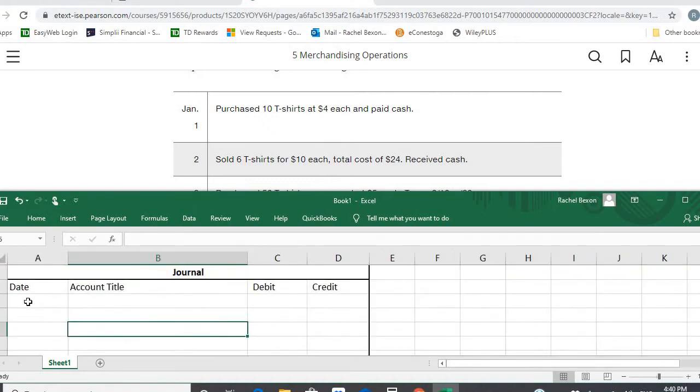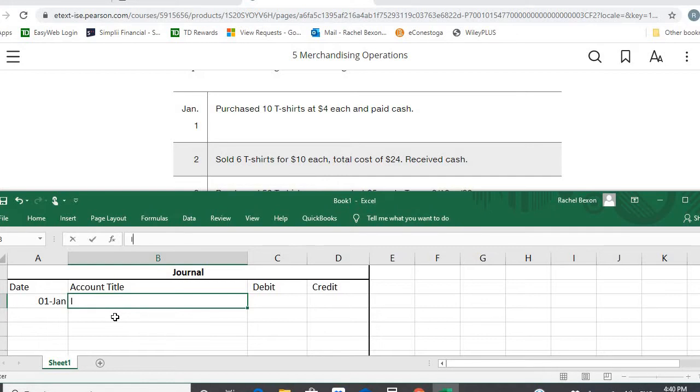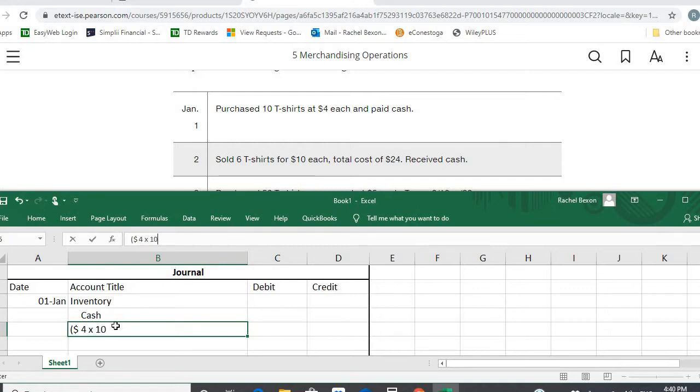All right, so our first entry happens on January 1st. 10 t-shirts are purchased at $4 each, and the company paid cash. We're going to debit the inventory account as the amount of inventory has increased, and we're going to credit cash. The amount will be the price that was paid, which is $4, times 10 t-shirts.